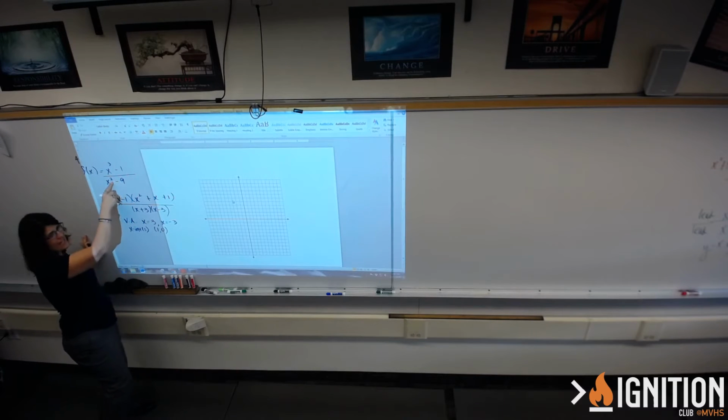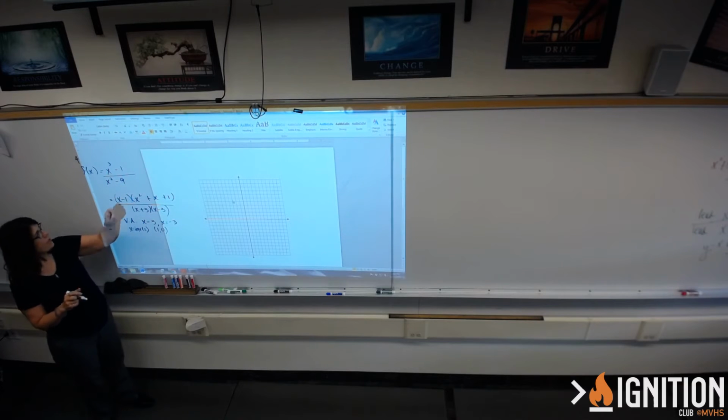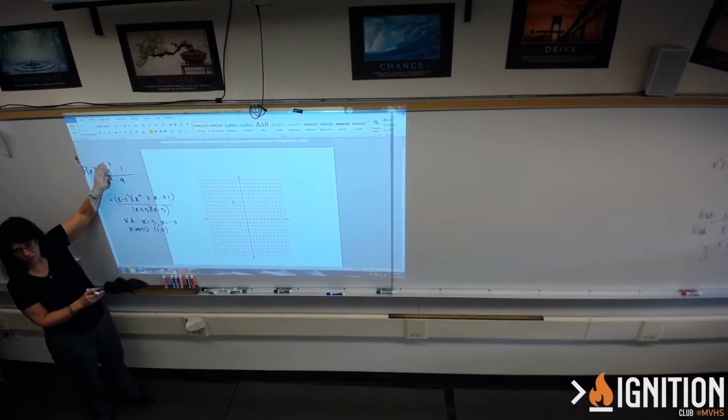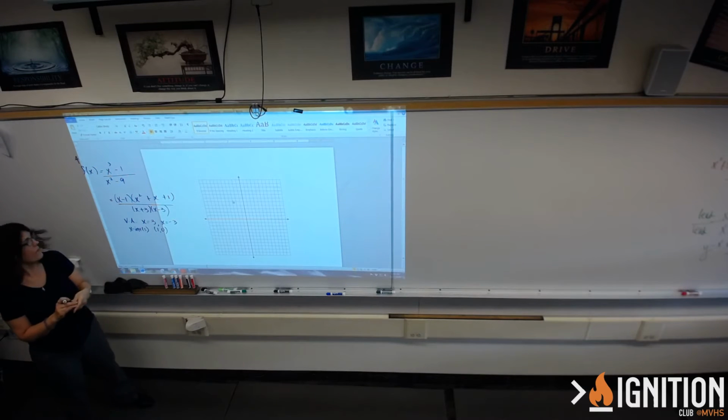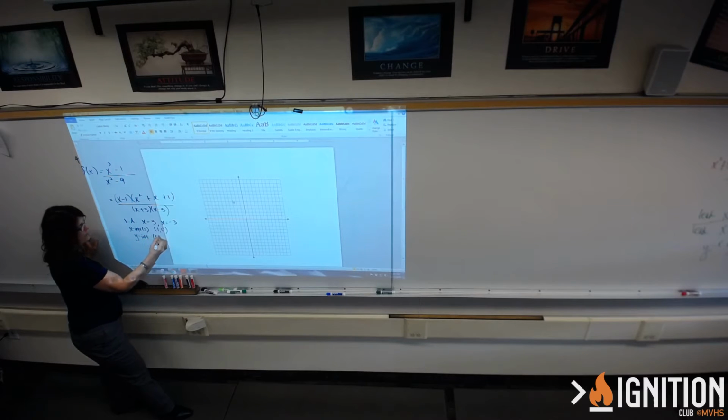Y-intercept. Go back to the beginning. It's much easier to find the y-intercept in non-factored form. X cubed, 0, x squared, 0. You're left with 1/9. You can find it by plugging in 0 to the factored version, but it takes a little bit more time. Also 1/9. Okay.